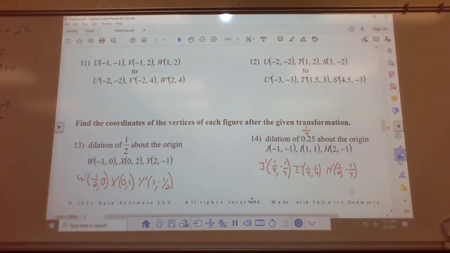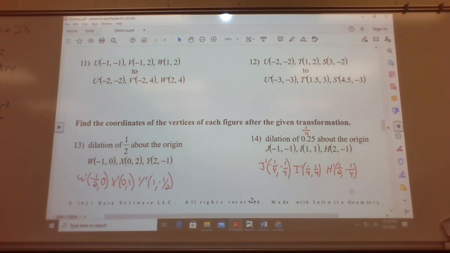And like I said, sometimes on this state test, they'll give you information, and then they'll want you to type out the coordinates as opposed to graphing the coordinates. So I just want to make sure you realize how to do it without the graph.